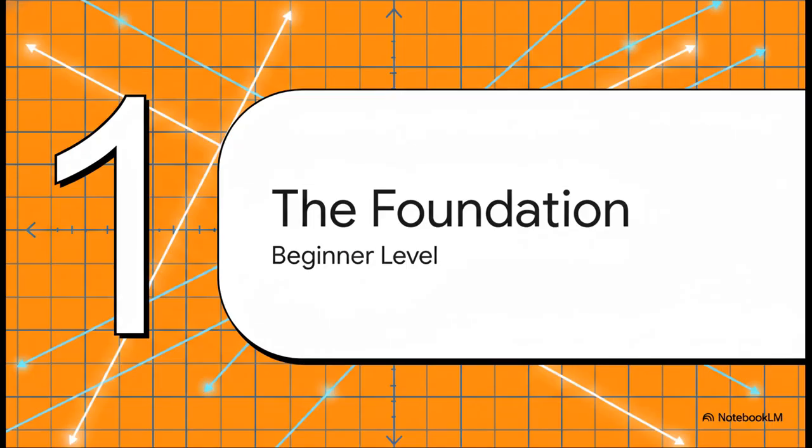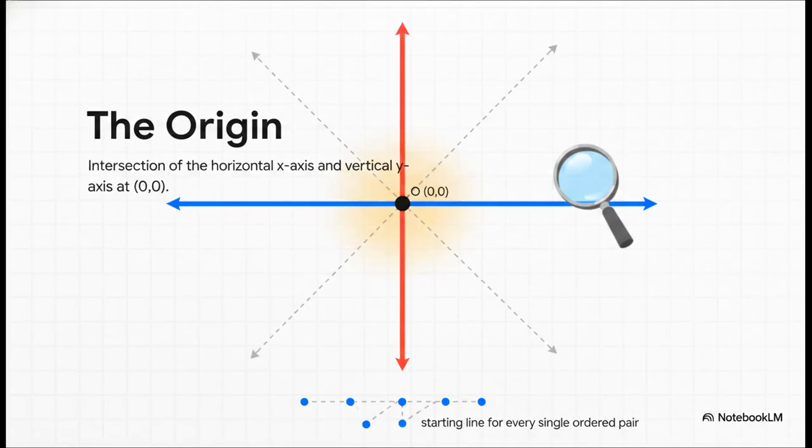So, let's jump straight into level 1, the foundation. This is all about getting our bearings on the Cartesian plane. If there's one absolutely crucial takeaway here, it's that anchoring yourself to the origin is the absolute key to successful graph interpretation. The origin, (0, 0), is the exact intersection of your horizontal x-axis and your vertical y-axis. It's the starting line. It is the absolute anchor for every single ordered pair you will ever plot.